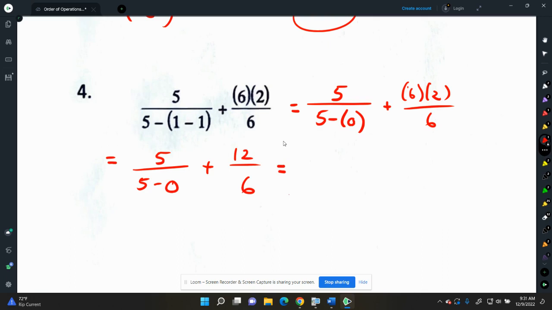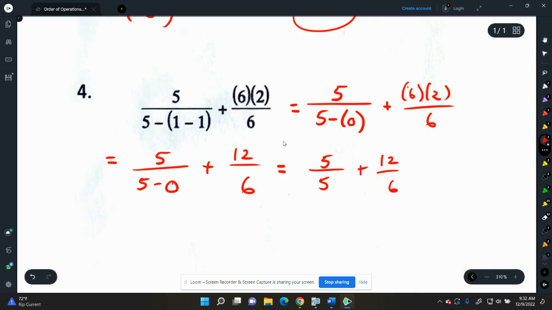Manuela, what now? I just did 5 minus 0. And I did 5 over 5. I simplified it so much. Okay. So this becomes 1. 12 over 6 is 2. So we get 3. Boom, we're done.